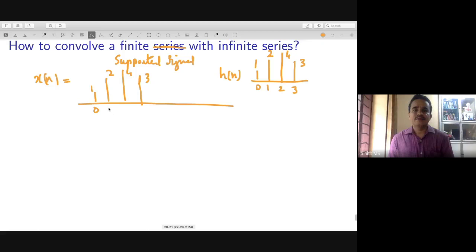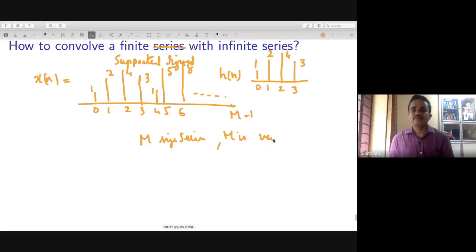3, 1, 8, like that, 4, 5, 6, going to infinity, or to a very large number m, or m minus 1. This is an m size series, or m is very large. In these cases, how will you efficiently find the convolution? Is there any easier method to find the convolution? That is the next question.